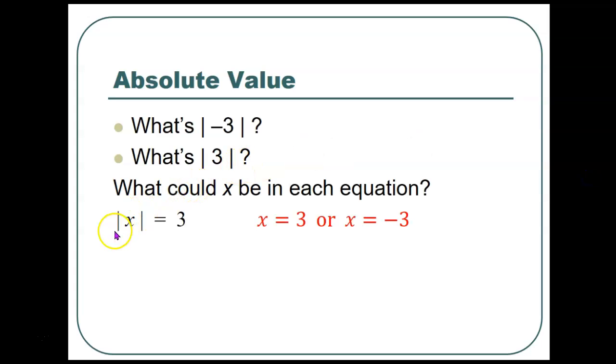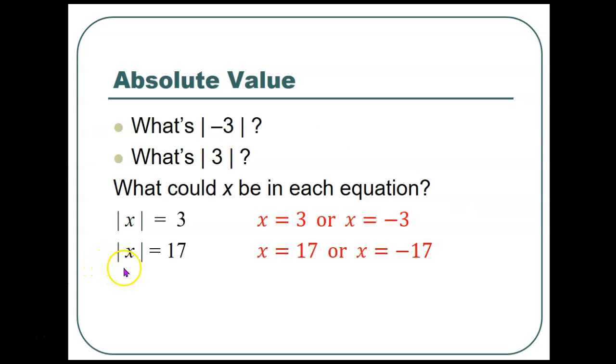Now, what if we had the equation, the absolute value of x equals 3? What could x be? That is, what numbers do you know of where the absolute value of that number is 3? Well, we just said what they were. X could be +3 or it could be -3, because either way, the absolute value would just be 3. So those are the two solutions to that equation, +3 and -3.